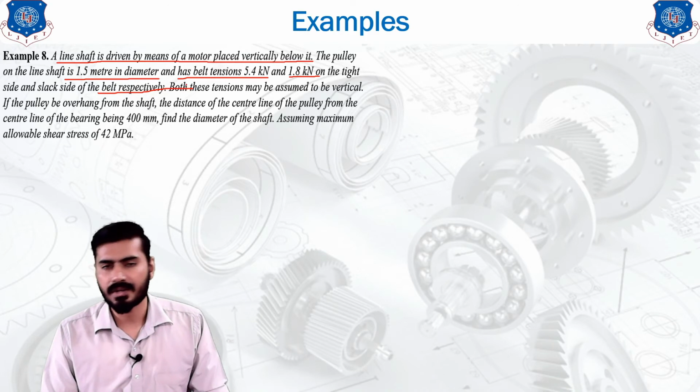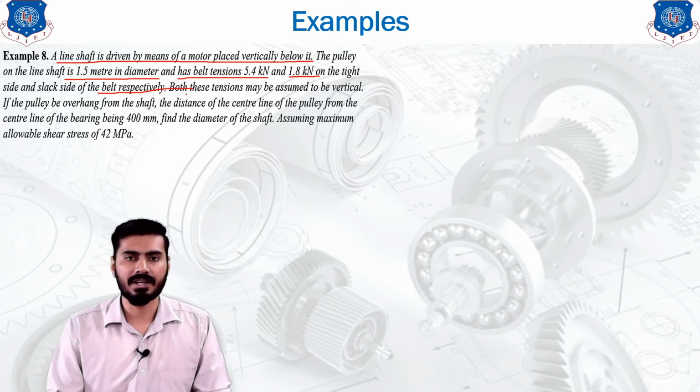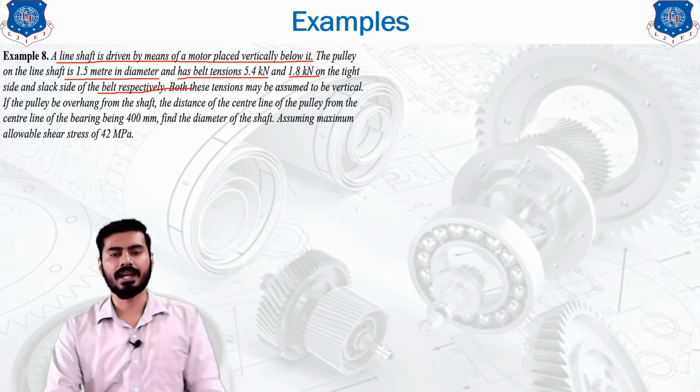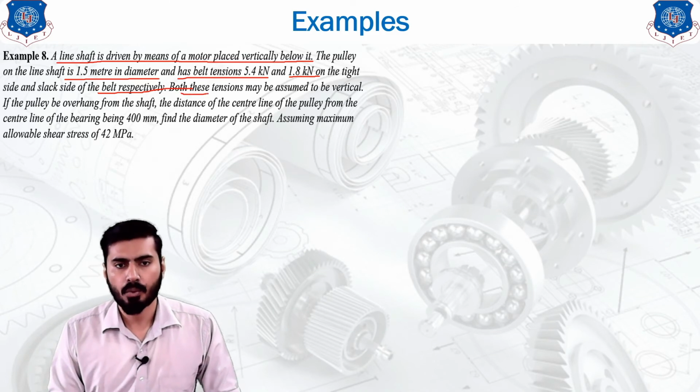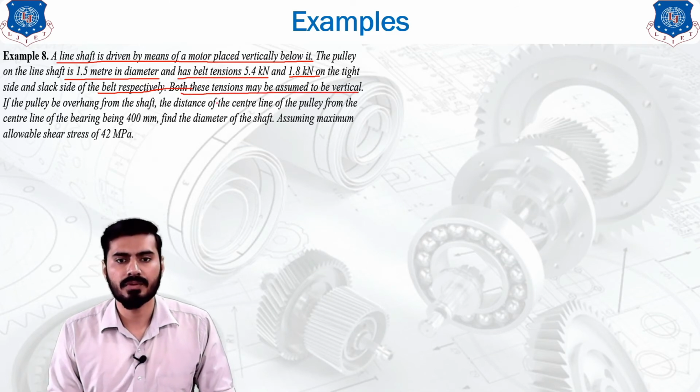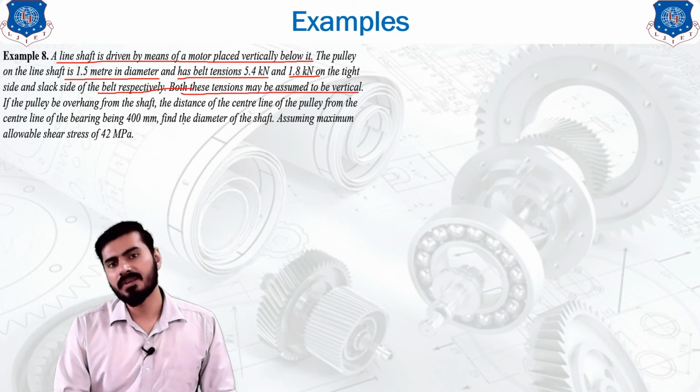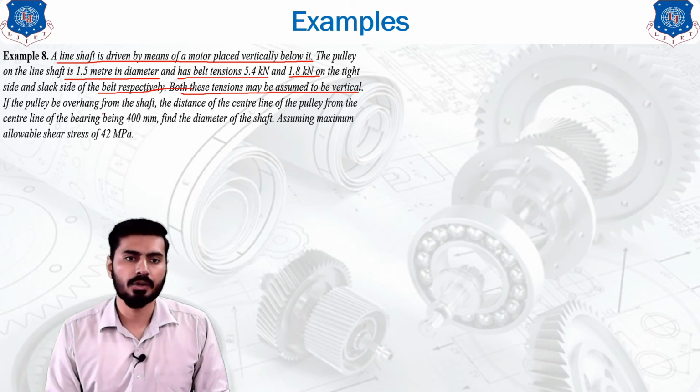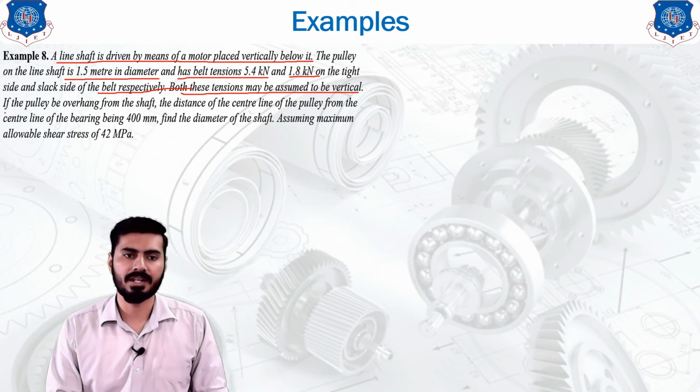So there are two different tensions provided in the given data, that is the tight side tension and the slack side tension. Both these tensions may be assumed to be vertical, and it must be vertical because your motor is just below the shaft, that was already provided.